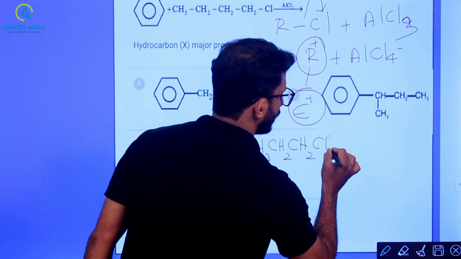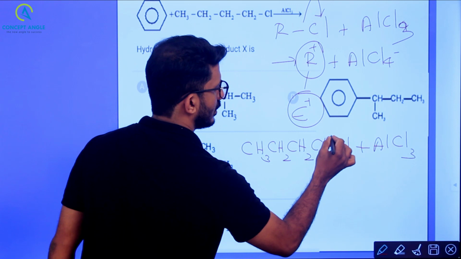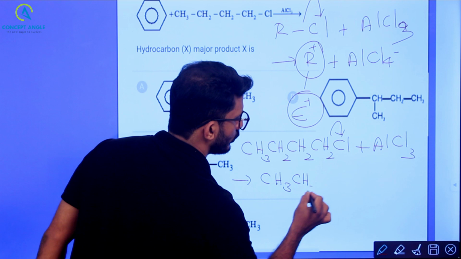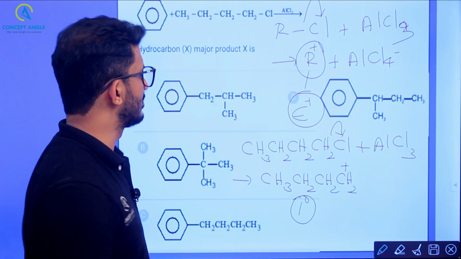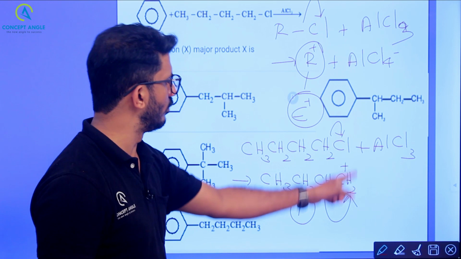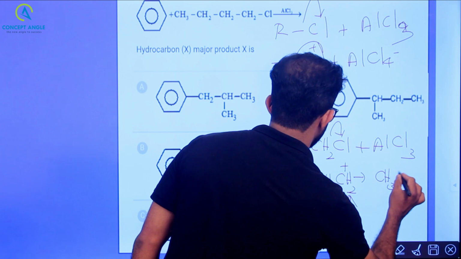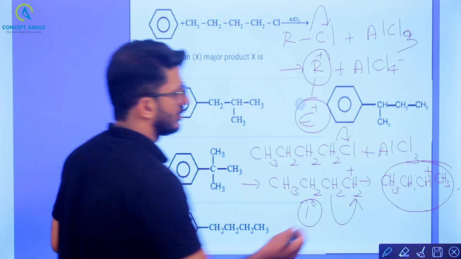With aluminium chloride, Lewis acid catalyst, this will be shifted to here. You will get CH3, CH2, CH2, CH2+. This is a primary carbocation. In order to attain stability, one hydride ion will be shifted to there, and so you will get CH3, CH2, CH+, CH3. So this is the electrophile formed.